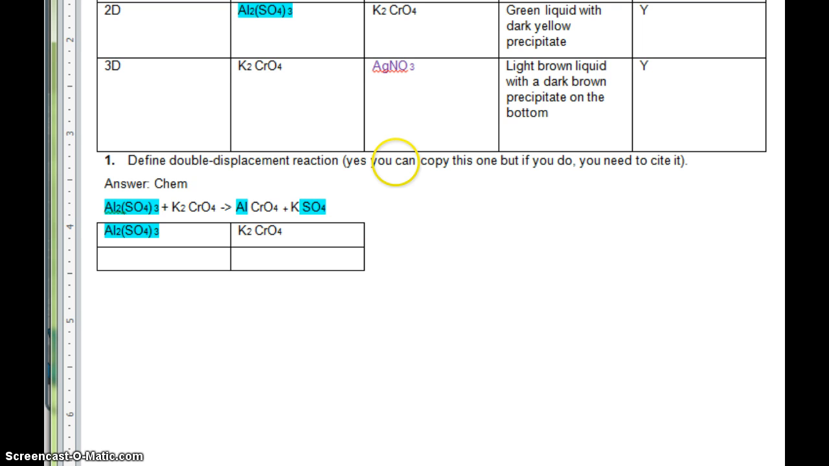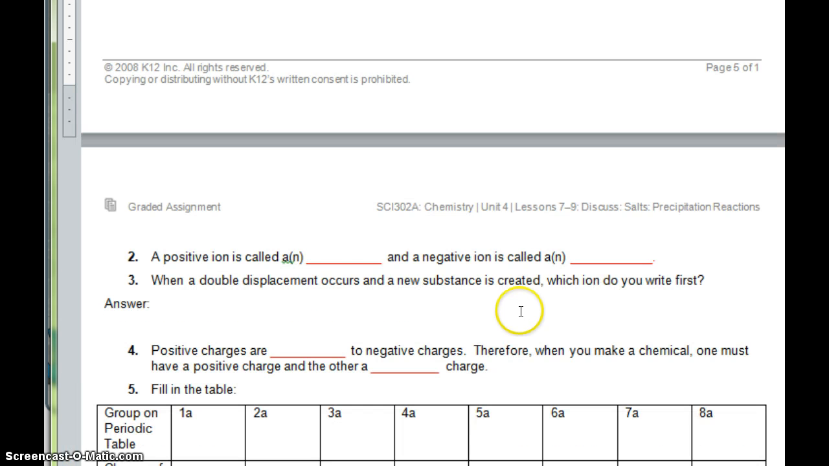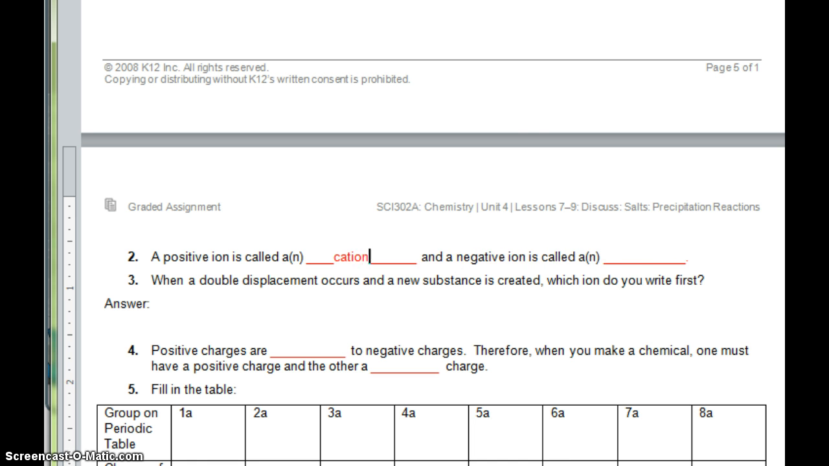So it's a chemical reaction where they change partners. They change who they're combined with. All right, positive ions are called what? Is it a cation or an anion? It's a cation. And a negative ion is an anion. When a double displacement reaction occurs and a new substance is created, which one do you write first? You always write the cation, which is positive first.